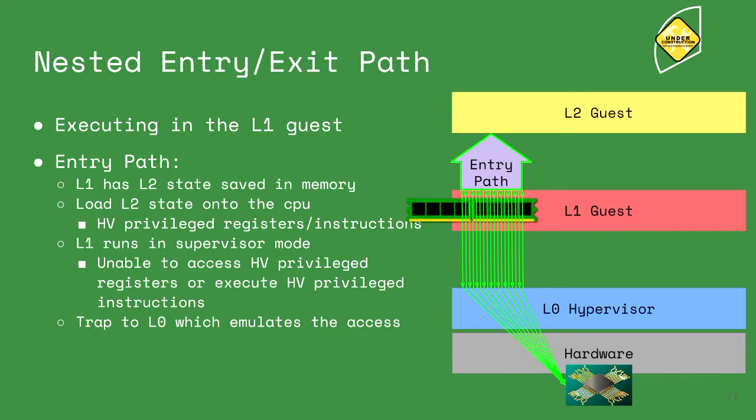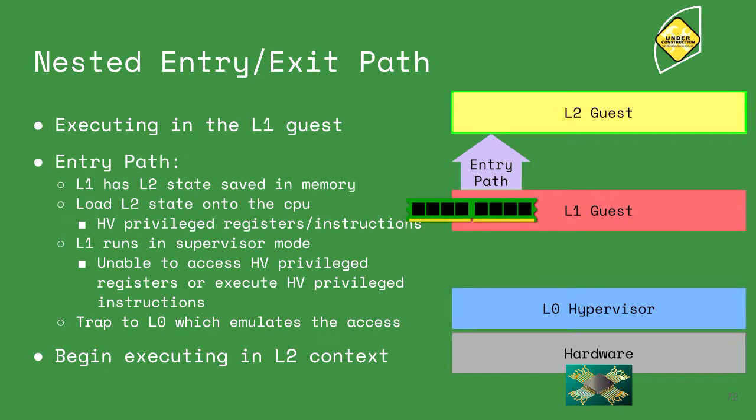Of course, we could trap these accesses to level 0 and emulate them, and use that as our method to get into the level 2 guest context.